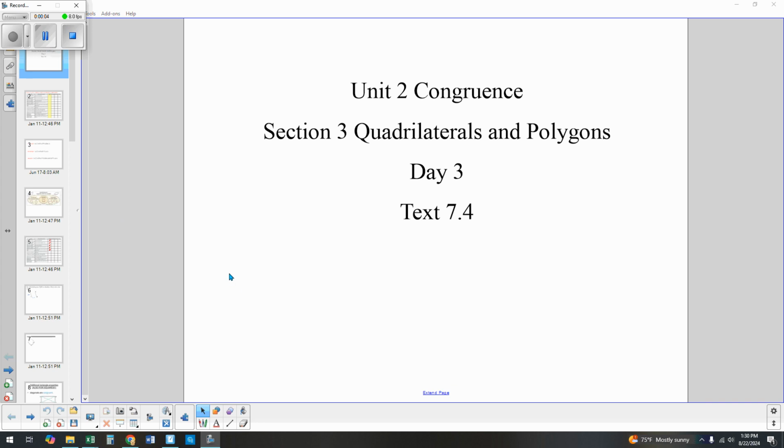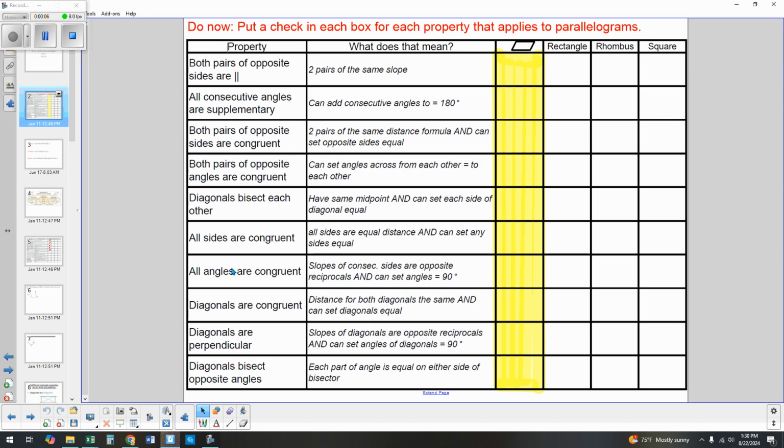This is lesson 7.4. We're going to start on this chart and pick all the properties that apply to parallelograms. We're going to learn about these other three shapes today. But the things that are true in parallelograms: we know that both pairs of opposite sides are parallel, the consecutive angles are supplementary, the opposite sides are congruent, the opposite angles are congruent, and the diagonals bisect each other.